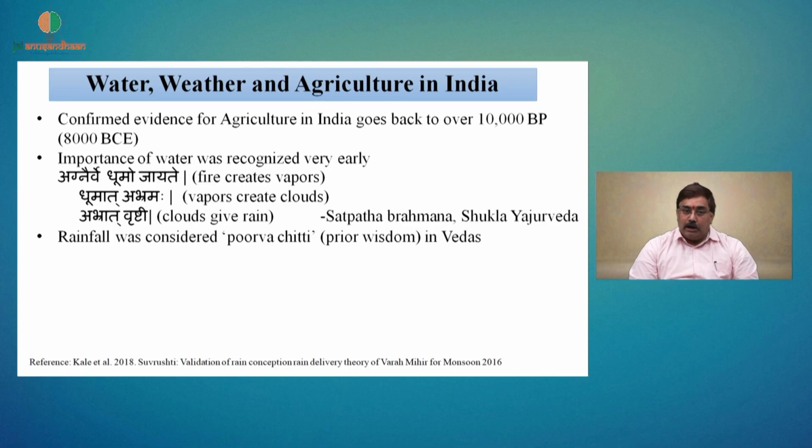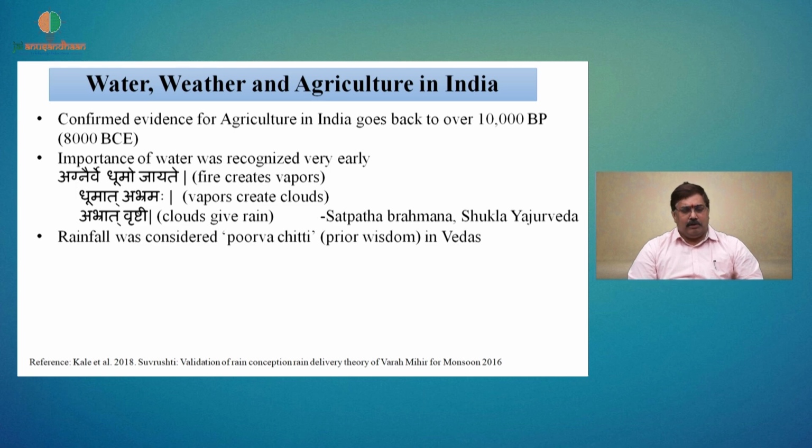And if you look at agriculture in India, there is confirmed archaeological evidence of agriculture at least up to 10,000 years before present. And we had recognition of the water cycle even in Yajurveda times. Shatapatha Brahmana talks about Agnirve Dhumo Jayate, which means Agni, fire, creates vapors, heat creates vapors. Dhumat Abramaha, that vapor becomes Abramaha, the clouds. Abrat Vrushti, the clouds give the rain. And this is essentially the basics of the water cycle.